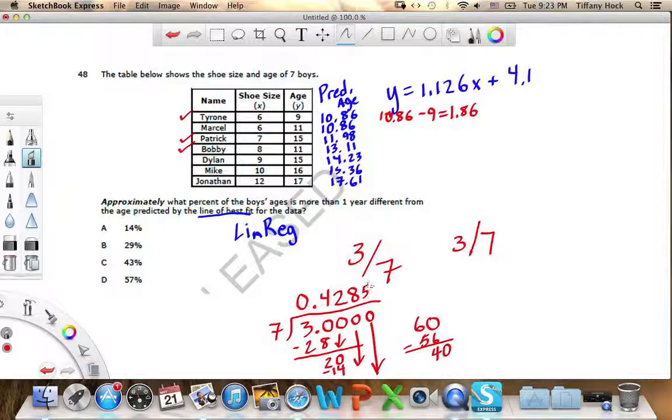But 0.4285, that is really close to which of these percents? The answer would be C, 43%. And if you have a calculator, you could just plug in 3 divided by 7, and you'll get a long decimal that's really close to 43%. So the answer is C.